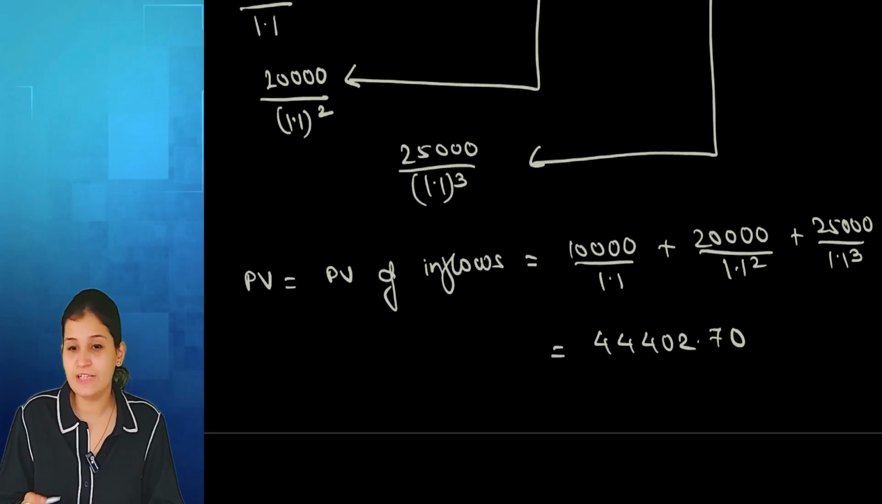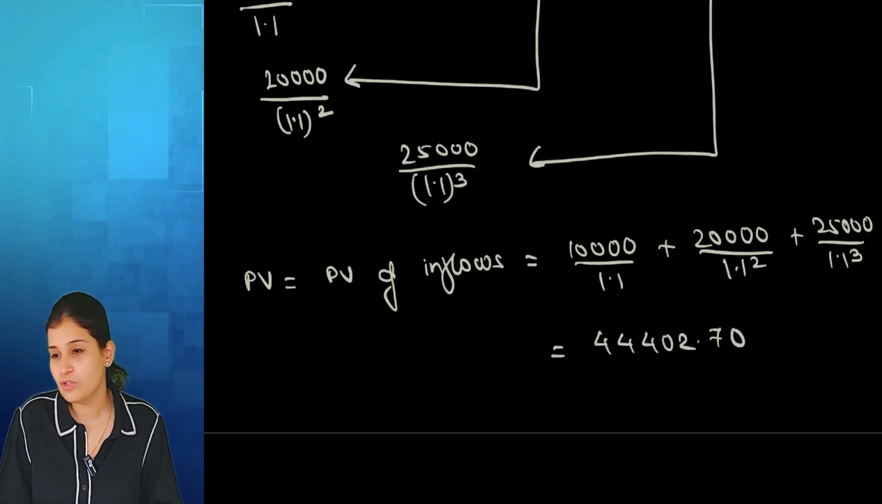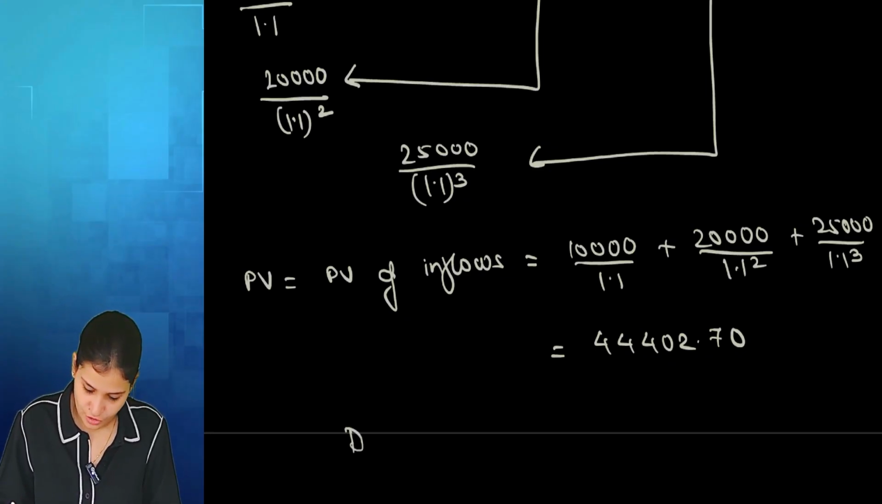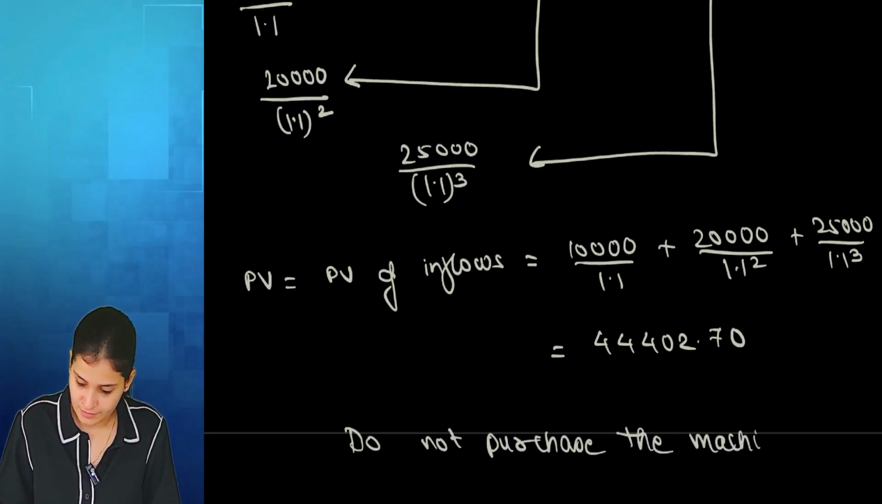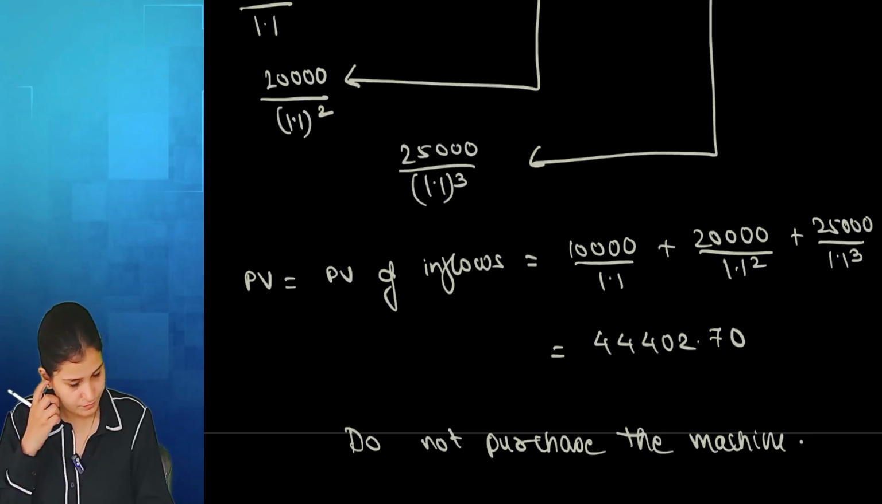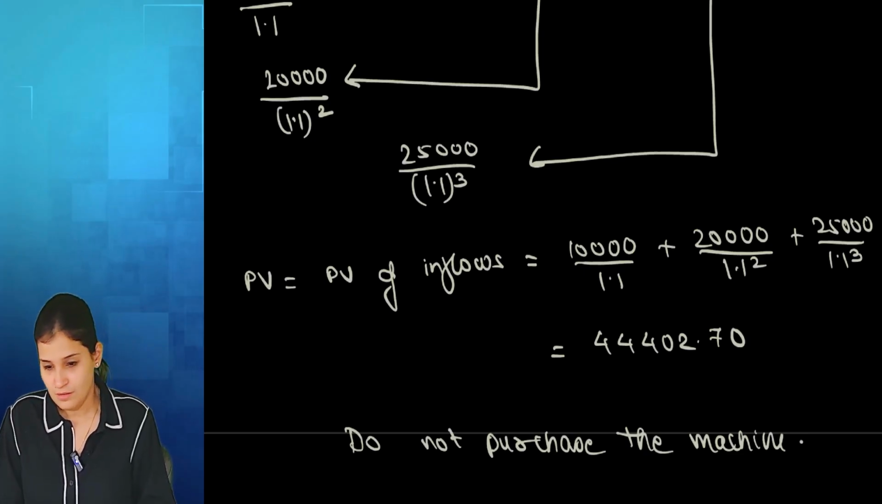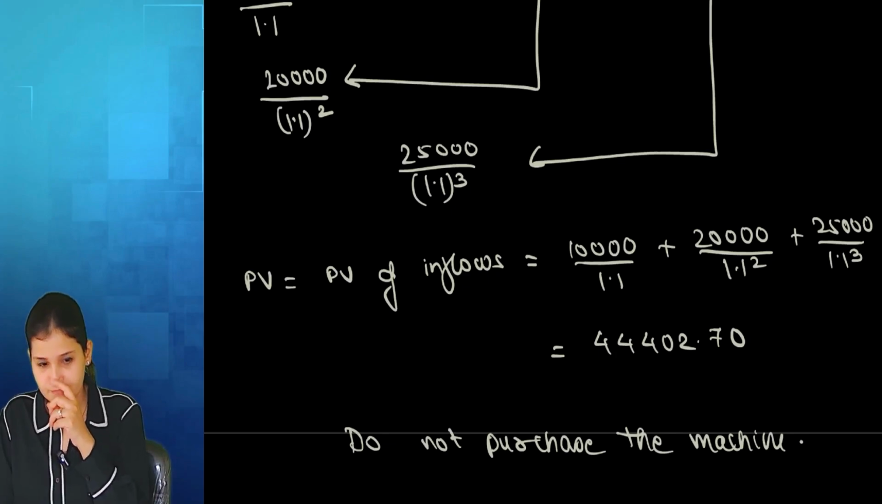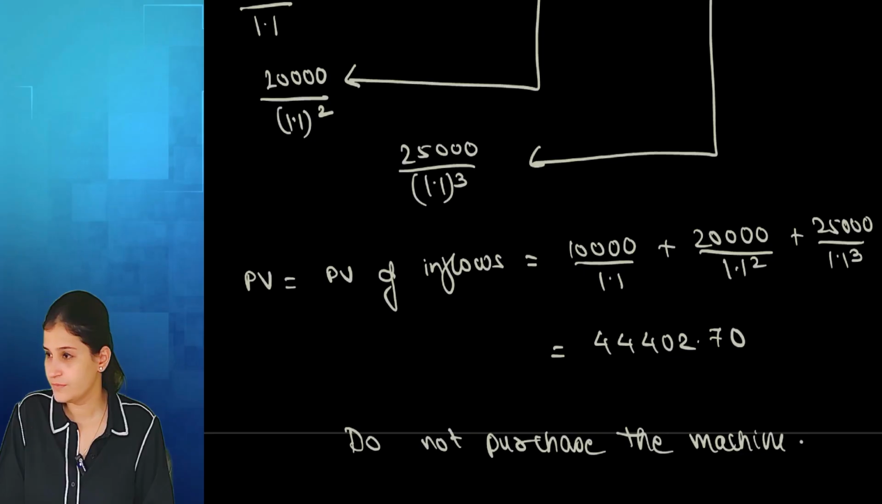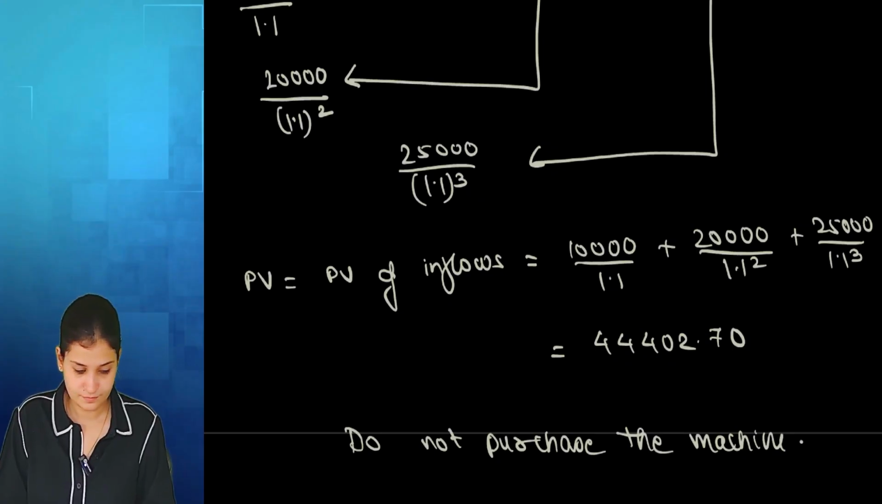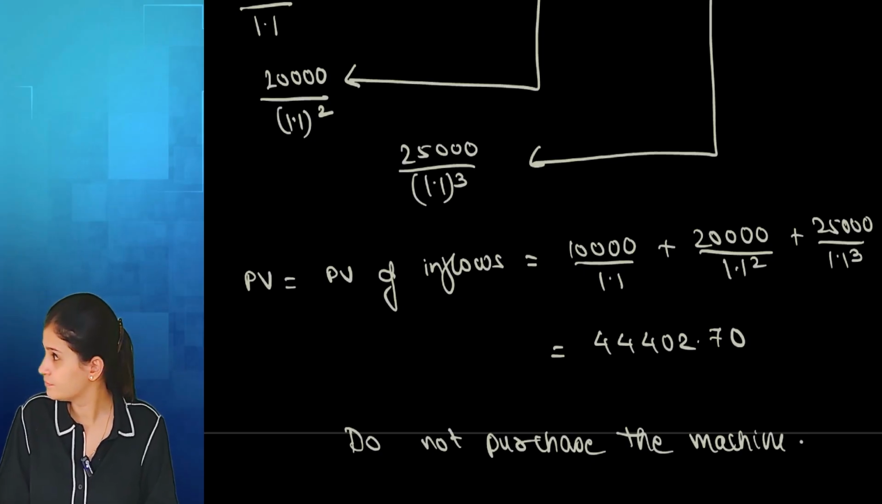So automatically inflow is smaller than outflow. So I should definitely not make the investment. Do not purchase the machine. Yes or no? Understood? Ma'am, can you repeat again, please?